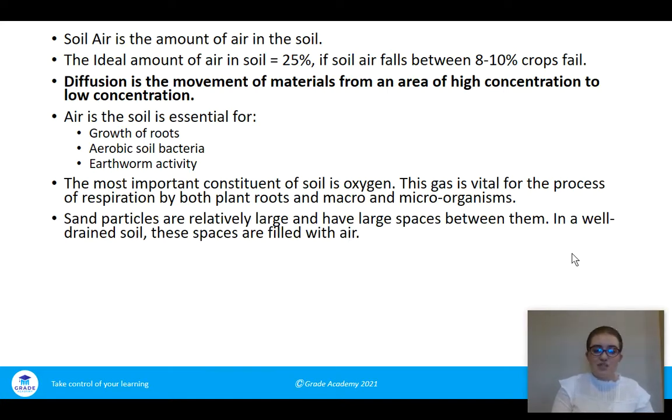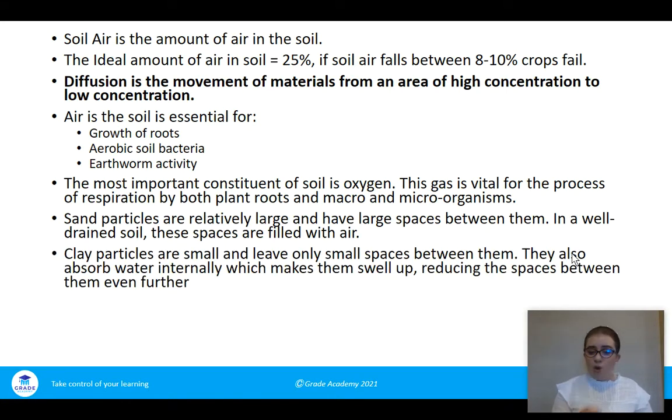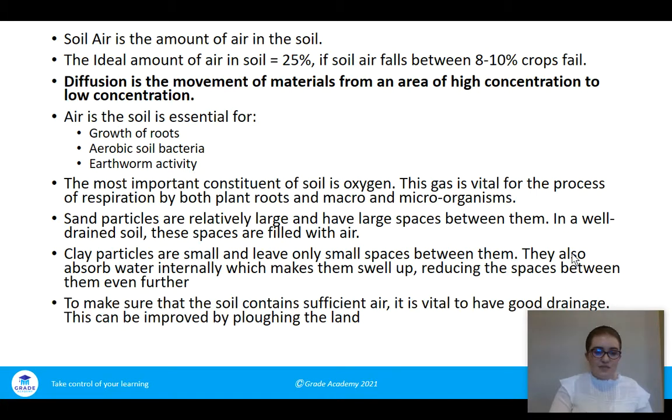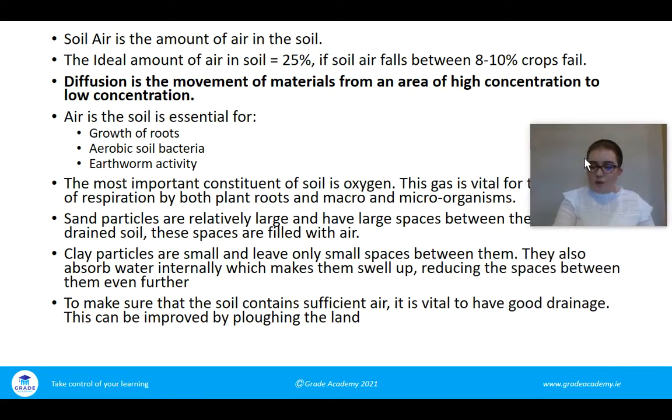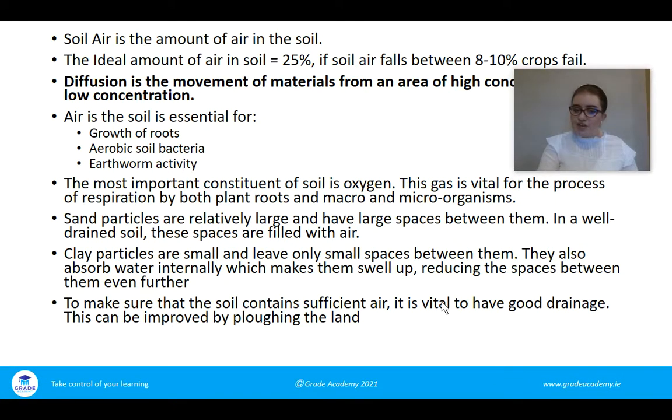Sand particles have large spaces between them, and they're generally quite well drained, as we've said already, and they're filled with air. Clay particles have smaller spaces. So when there's smaller spaces for water, there's obviously smaller spaces for air in the clay particles. To make sure that soil has sufficient air, good drainage is needed. Whether that's drainage by artificial means, you do need to make sure that there's good drainage in your land, because drainage is important to move the water through, but it's also really important to move the air through.